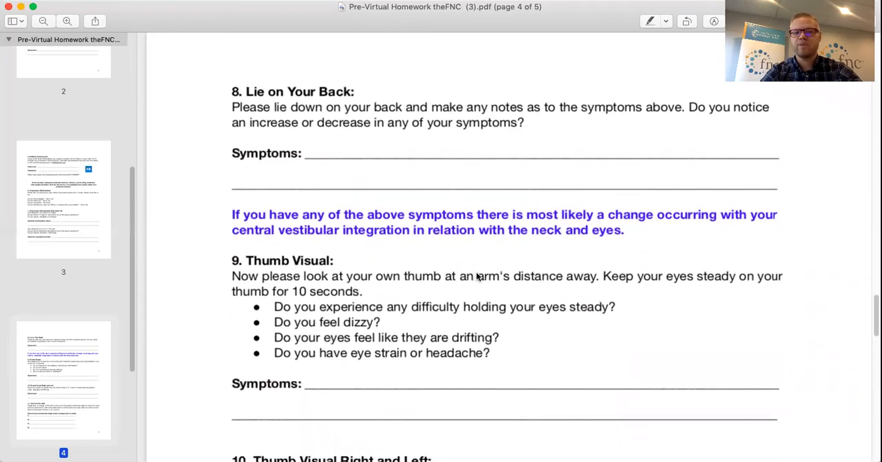If you have any of the above symptoms, there's most likely a change occurring with your central vestibular integration as it relates to your neck and eyes.